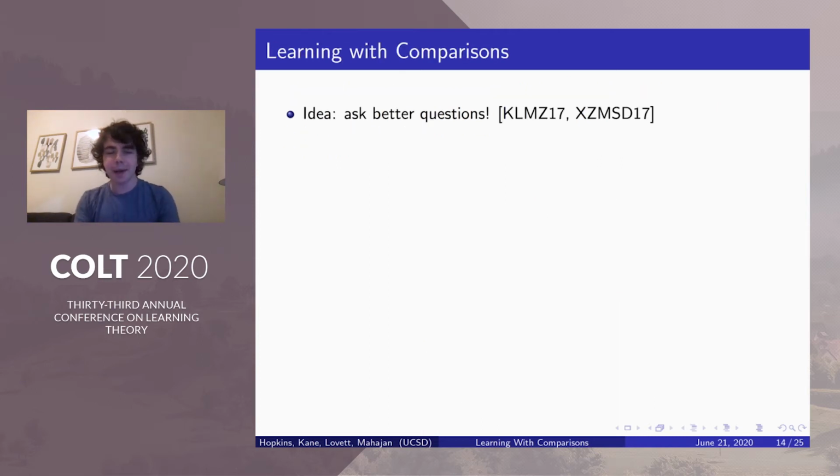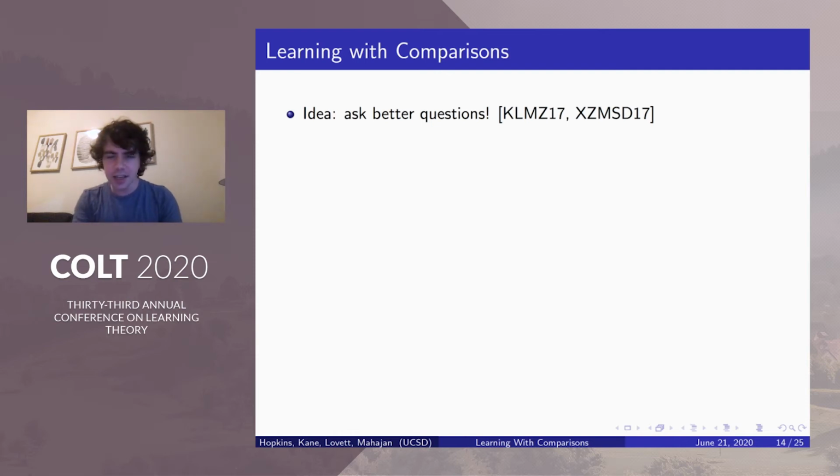So how are we going to get past these 2 problems? It seems like, okay, half spaces, we can't learn them query efficiently, we can't learn them reliably. How are we going to get around this problem? Well, we're going to adopt an idea that's been gaining traction recently in the learning community, which is to ask better questions, to ask more informative questions.